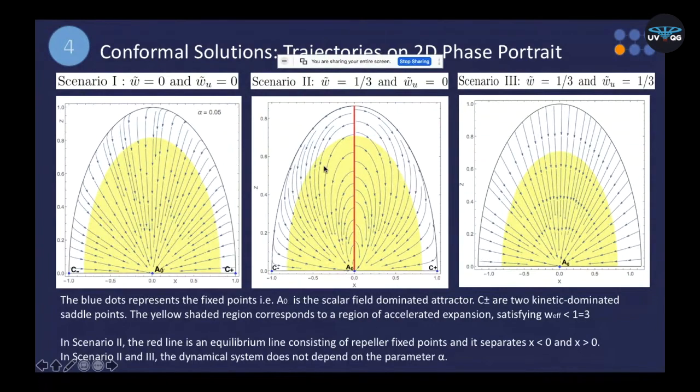Particularly when we simplify our dynamical system, the first order differential equations, they actually simplify into a much simpler system. Although I'm not showing it here, in scenario 2 and scenario 3, those equations do not depend on the parameter alpha.